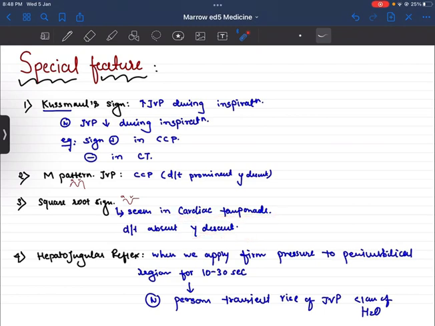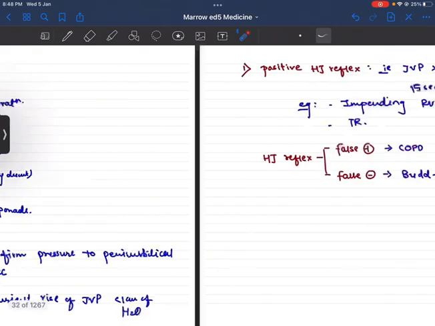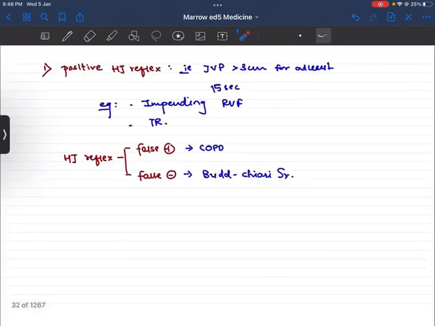Now hepatojugular reflex. When we apply firm pressure to the periumbilical region for 10 to 30 seconds, in a normal person there is a transient rise of JVP of less than 1 centimeter of H2O. A positive hepatojugular reflex is a rise in JVP of more than 3 centimeters for at least 15 seconds. Examples are impending right ventricular failure and tricuspid regurgitation. False positive hepatojugular reflex is seen in COPD and false negative hepatojugular reflex is seen in Budd-Chiari syndrome.